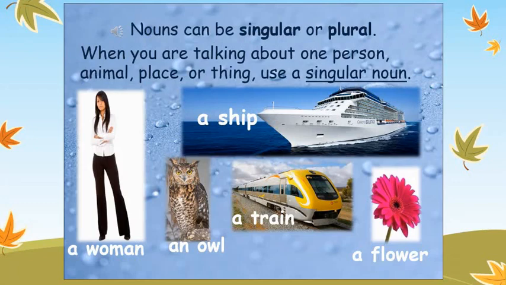On the screen, you can see a ship. There is only one ship. So that's a singular noun. There's one woman, a woman. Yes? So that's also a singular noun. An owl. Yes, that's an animal, isn't it? So an owl. That's also singular. A train. A flower. So all these are singular nouns, children.